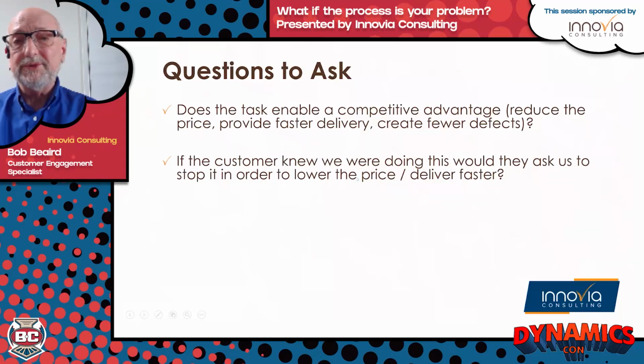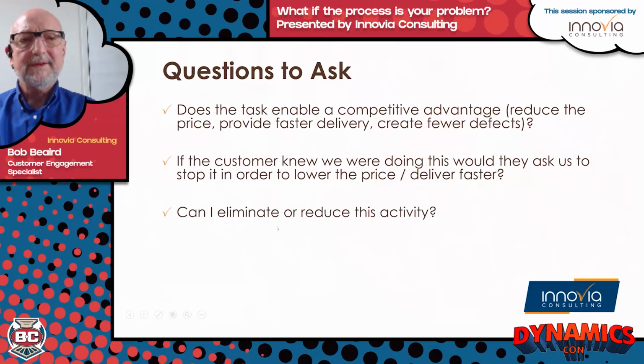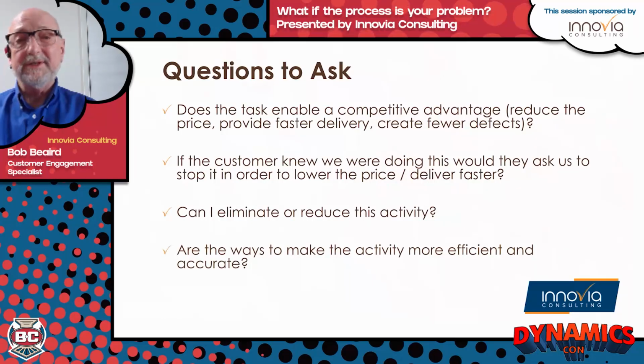But if the customer knew what you were doing, would they tell you, stop doing that? We don't need you to do that step. We don't need you to do that audit step. If you could deliver faster or lower the price, go about it another way. Can you eliminate or reduce the activity? We just talked about that. And obviously, are there ways to make the activity more efficient and accurate?